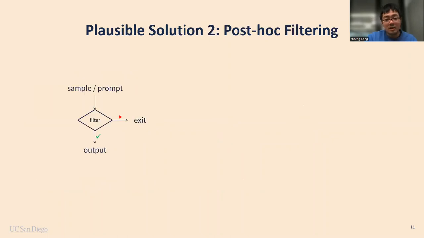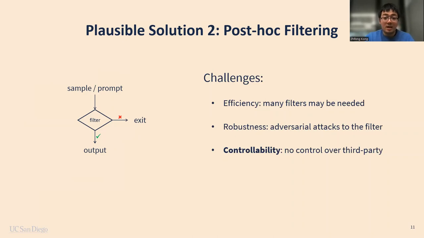The other solution is to use post-hoc filtering. You can apply the filter to either the sample or the prompt. If the filter says it's okay, no problem, then you output. If the filter says it's not good, then you just don't output. However, there are several challenges to this solution.